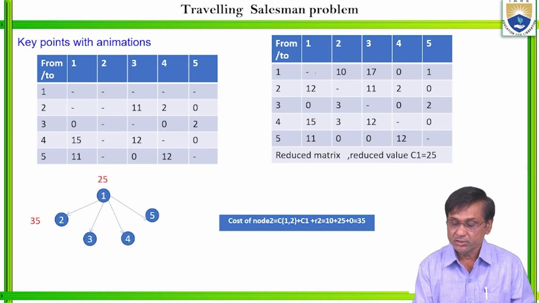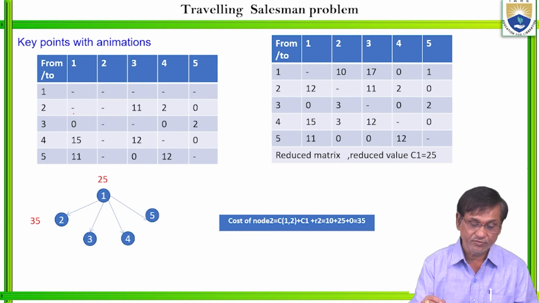We have to make this one infinity. So infinity or dash: in the place of 10 dash, in place of 17 dash, in place of 0 dash, in place of 1 dash. Next, corresponding to the 2, we can write dash, dash, dash, dash, dash. And also 2 to 1 is also dash. So this is the modified matrix.